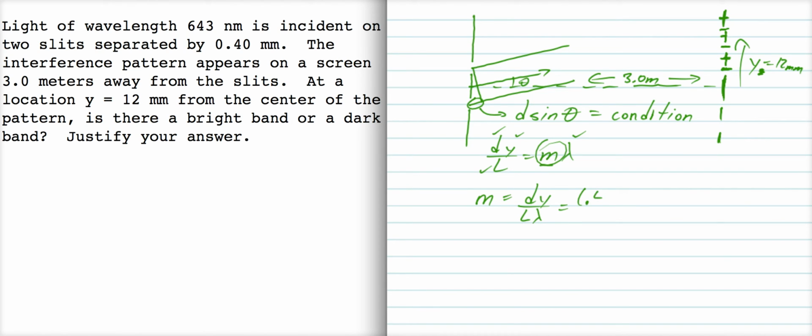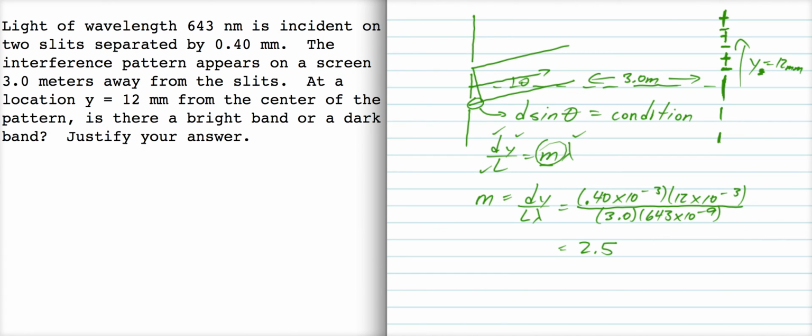Okay, now I'm told the slits are separated by 0.4 millimeters. Y is 12 millimeters. And then L is 3 meters. And the wavelength is 643 nanometers. That works out to be 2.5.